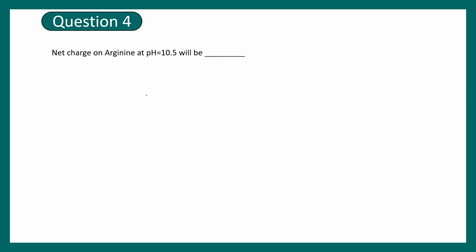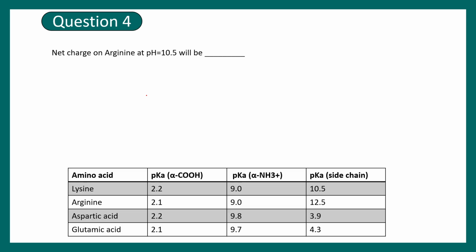Now question number 4 says net charge on arginine at pH 10 will be. So you have to solve that. Try it yourself. But anyway, for solving this question you need this information. Using this information try to solve that. You have the pKa for the amine group, the main chain COOH group, and also the side chain amine group is provided, so you can use that information to solve this question.